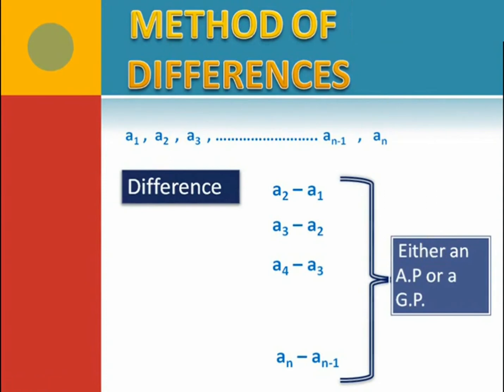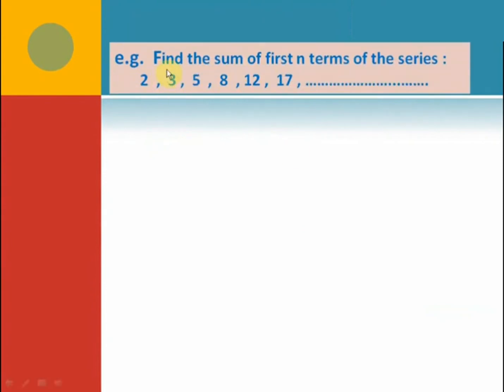What exactly is the method of differences? Let's try to understand this through an example. Find the sum of the first n terms of the series 2, 3, 5, 8, 12 and 17. So in this problem we have to find the sum of the first n terms of the series, and the series is 2, 3, 5, 8, 12, 17.